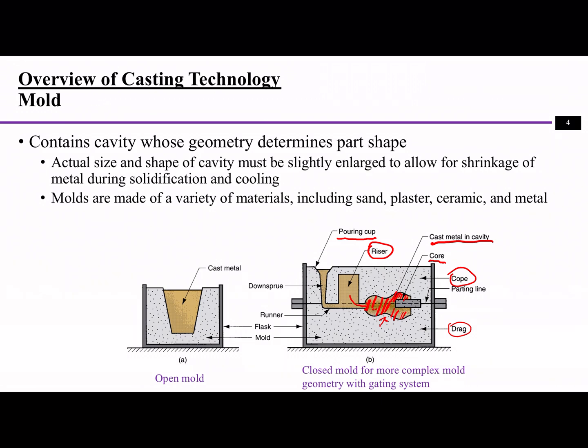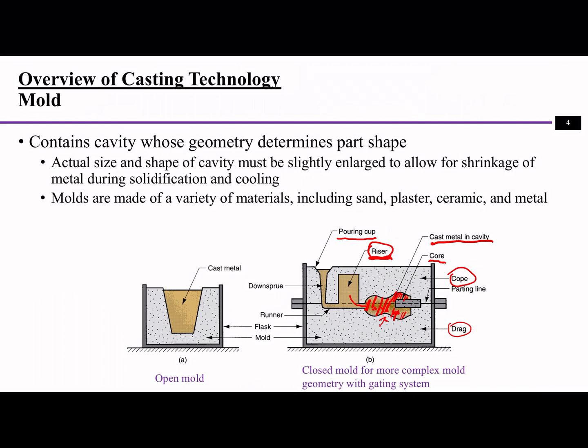So this is a loss of shape. So this is the function of the riser. So pay attention to this. When you are designing a riser, you have to think that the riser needs to cool down later than the part here, because if the material in the riser cools down earlier than the cavity of the part, what happens is molten metal won't be able to flow into the cavity.